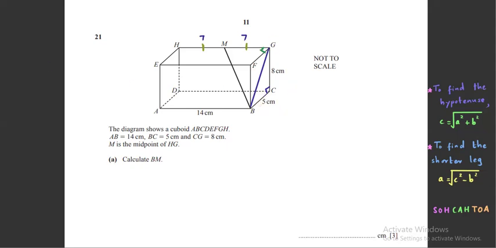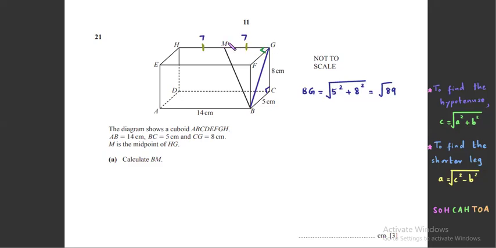So first we need to find what BG is. To find BG, we need to apply Pythagoras' theorem, where we are supposed to calculate the hypotenuse. So you square the two shorter sides, add them up, and square root it. 5 squared is 25, 8 squared is 64. When we add 64 and 25, we end up getting 89. I'm going to leave it as a surd, or a radical, which is the square root of 89. This is the length we have here, which is BG.